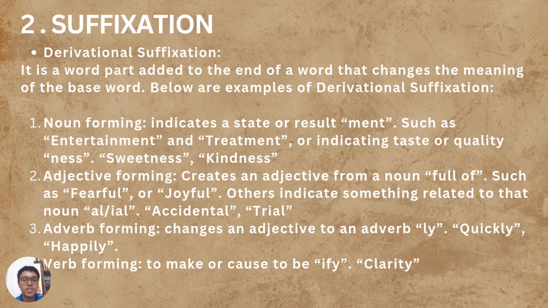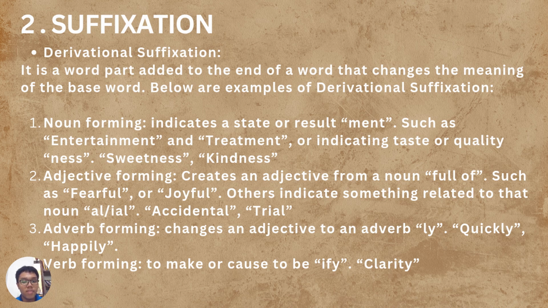We have the next one, which is derivational suffixation. It is a word part added at the end of a word that changes the meaning of the base word. We have four examples right here. Noun forming indicates a state or result using ment, such as entertainment or treatment, or it can also indicate state or quality with ness, sweetness, kindness.